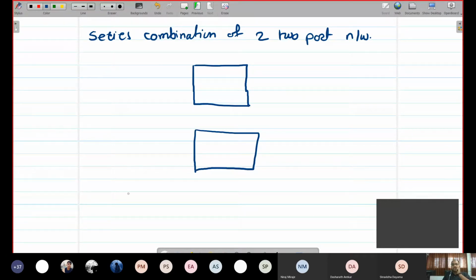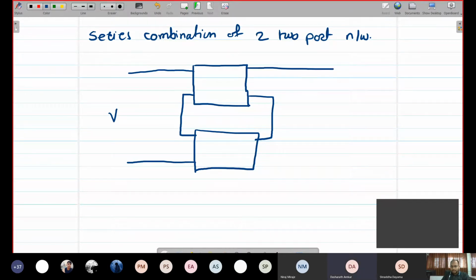How we used to do the series connection? The second terminal is connected to the first terminal of the other resistor, and the two terminals are connected to the voltage source. Am I right? Yes or no? Yes, sir. Okay, I hope the things are clear now.